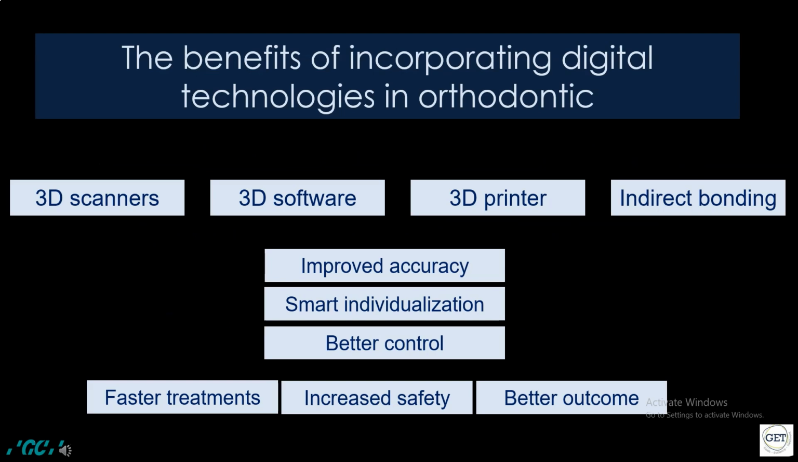So how can the latest technological, digital hardware and software assist us to better and faster achieve our treatment goals? The evolution and improvement of the 3D scanner, software, and printers changed and improved our attitude to the orthodontic profession. Indirect bonding is a result of these 3D tools, allowing orthodontists to benefit from improved accuracy, smart individualization, better control, leading to faster treatment, increased safety, and better outcome. In the next slide, we will discover more about those tools and the benefits they can provide us.